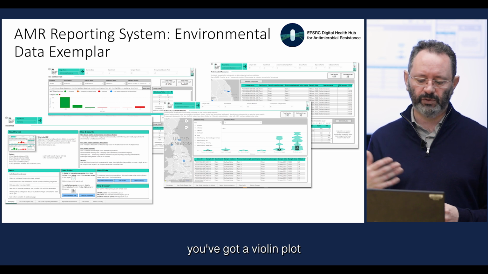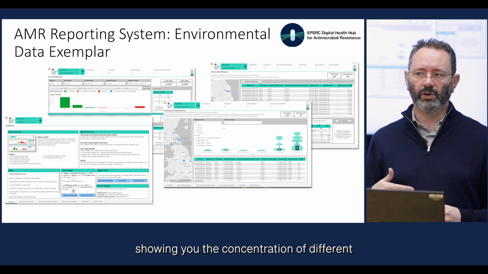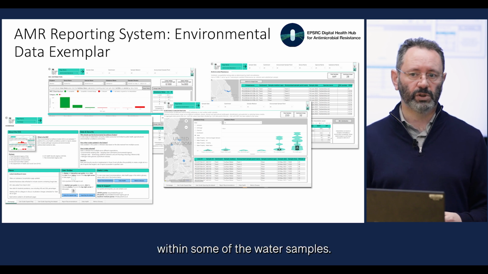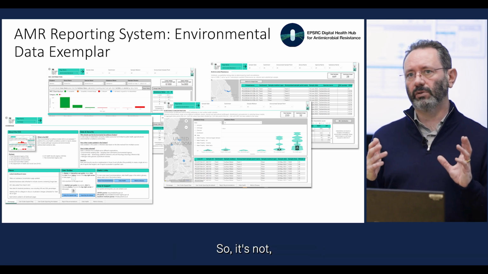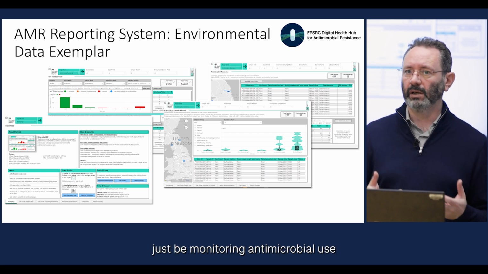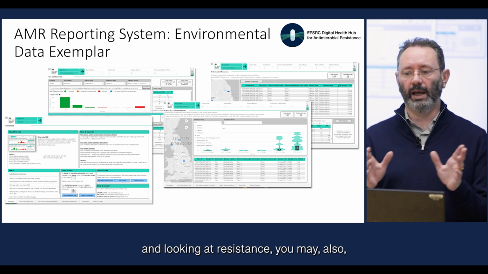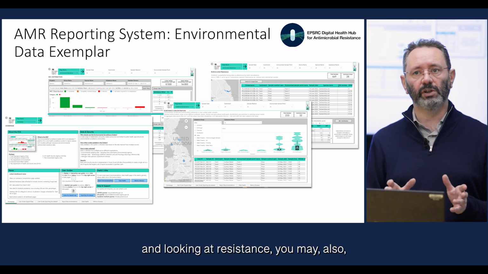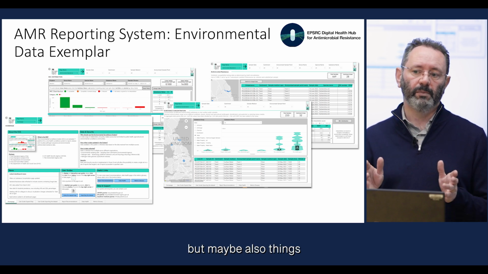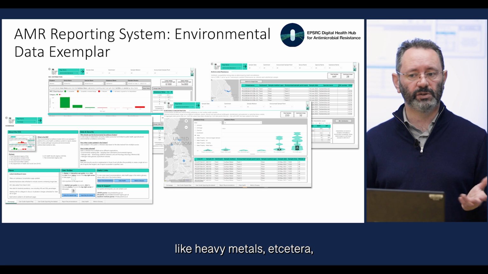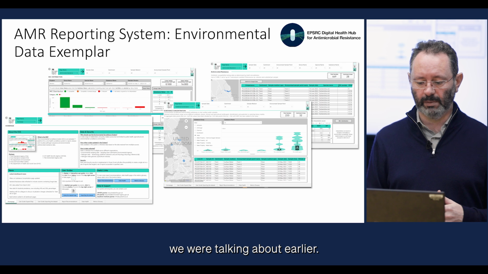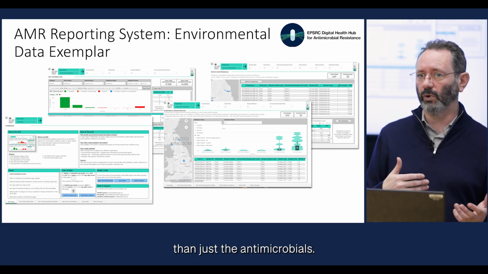And then on the bottom, you've got a violin plot showing you the concentration of different compounds within some of the water samples. So when you're looking at AMR surveillance, you won't necessarily just be monitoring antimicrobial use and looking at resistance. You may also be looking at levels of antimicrobials in the environment, but maybe also things like heavy metals, etc., which can be co-selected on those multi-resistant plasmids we were talking about earlier. So sometimes you need to look at more than just the antimicrobials.